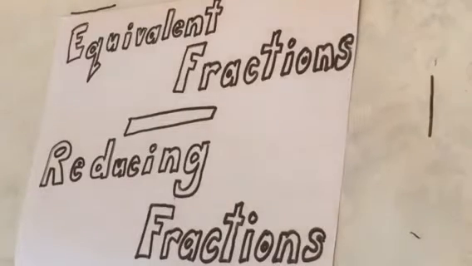This is the fifth of 6 videos showing you different ways to use the multiplication grid to figure out some skills. This is going to be on equivalent fractions and reducing fractions. Originally I was going to have this as 2 separate videos, but it's really the same skill, so we're just going to go there.